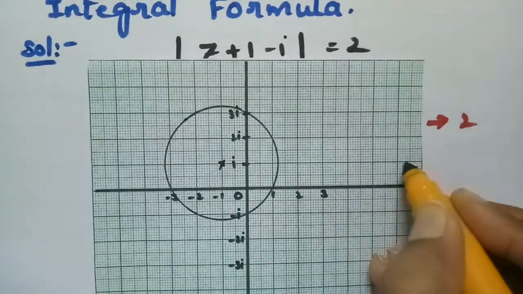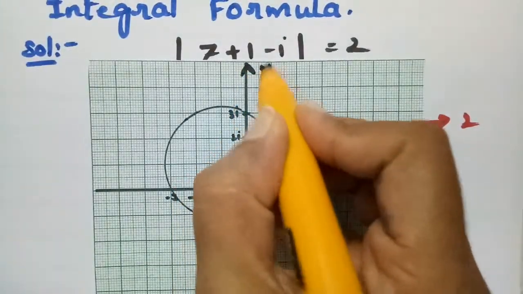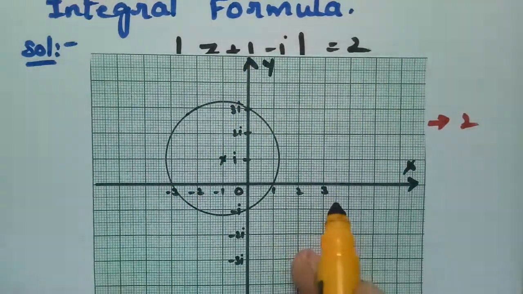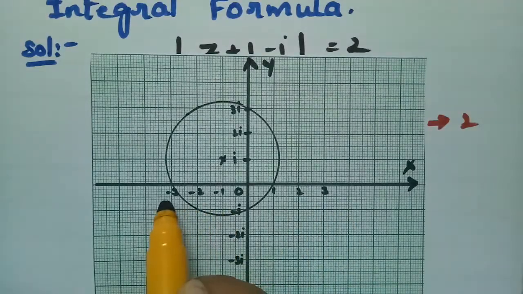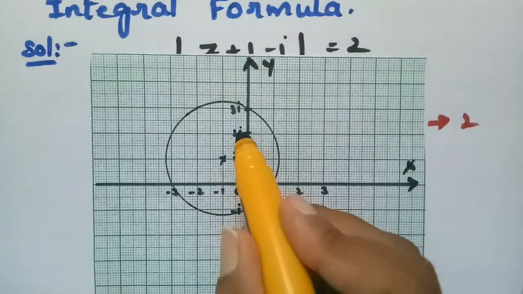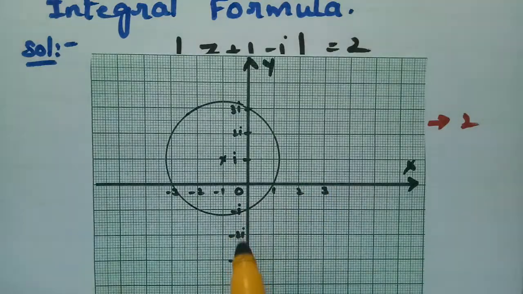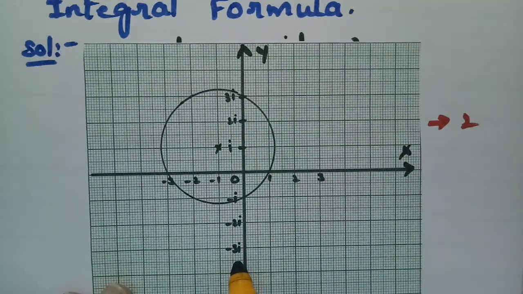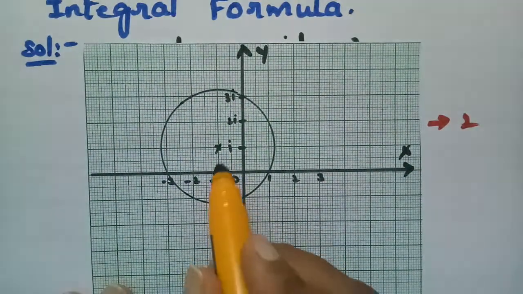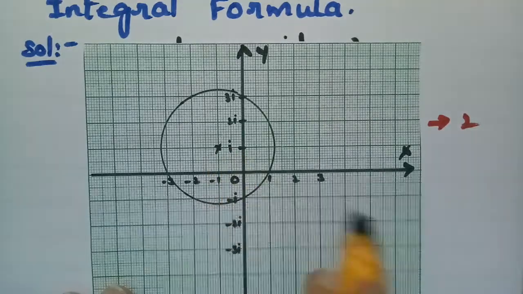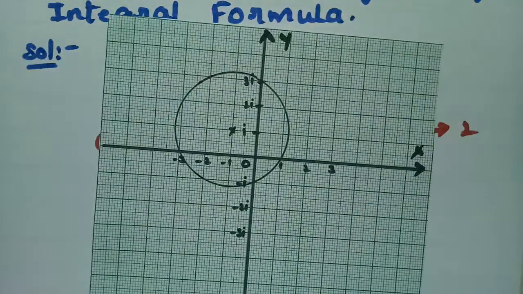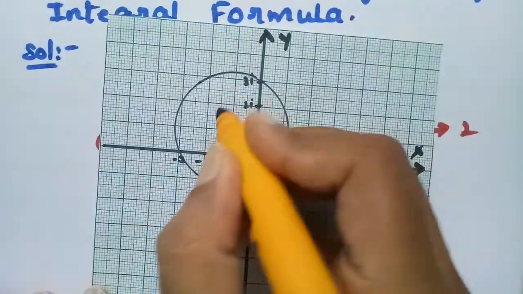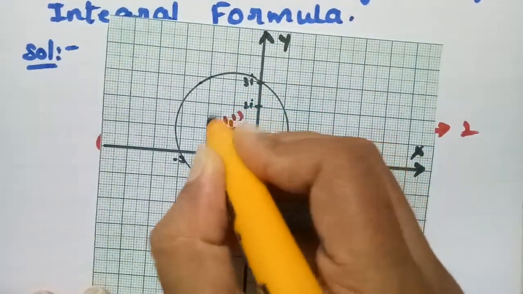As you know, this is the x-axis and this is the y-axis. See here, this is the origin point. This is 1, 2, 3. This is minus 1, minus 2, minus 3. And this is i, 2i, 3i. And this is minus i, minus 2i, minus 3i. So here the center point is minus 1, comma 1. See here, this is minus 1, comma 1.